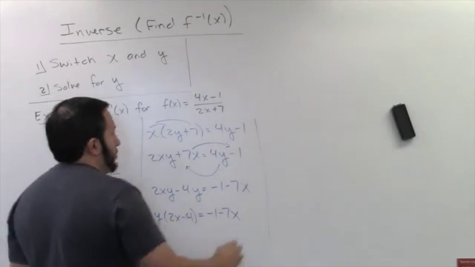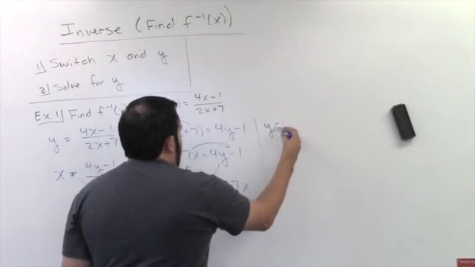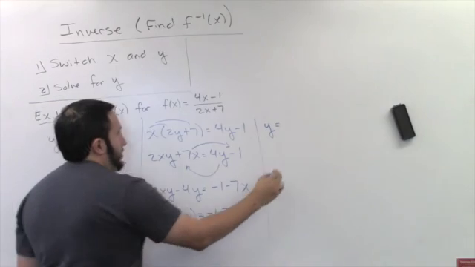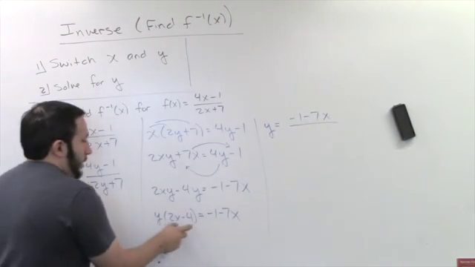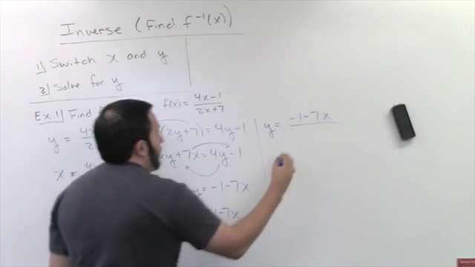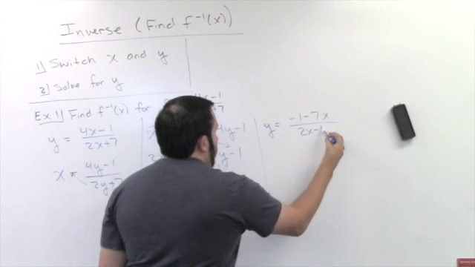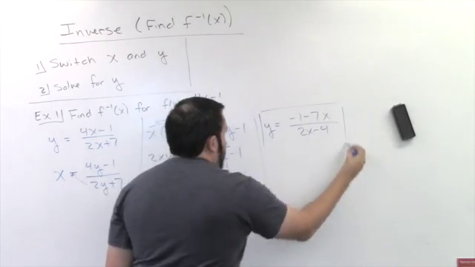Therefore, our final answer is going to be y is equal to (minus 1 minus 7x) divided by (2x minus 4). And this would be your answer.